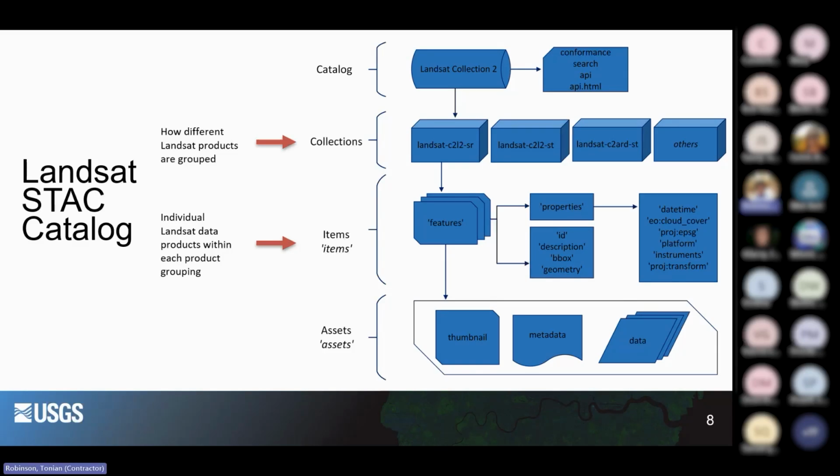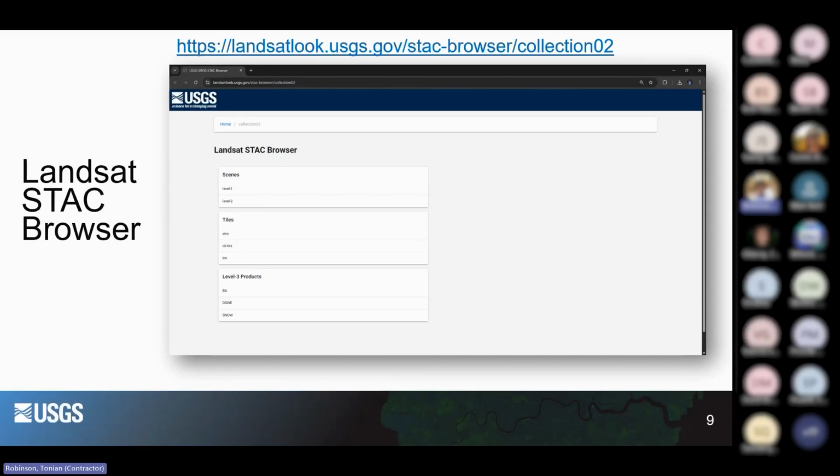And within each collection, there are individual Landsat data products, and those are referred to as STAC items. And lastly, within each item, there are various assets, and these range from the thumbnail, the metadata, and the various links to download the data that is available per the item. We have various ways for you to interact with the STAC. The first one here is the Landsat STAC browser, which is available through the USGS. It's really a way to just click through based on the scene, the tile, or a level 3 product, just to find a product, to see what is available with this product, and what metadata is associated with this product. And this is the non-programmatic way of interacting with the STAC.